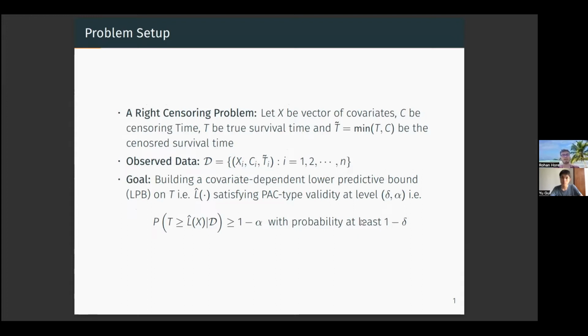And given a new test point X, we want to build a covariate-dependent lower predictive bound, in short LPB, for T, which will satisfy PSE-type validity for some level delta, alpha. This is formally defined in the slides. Now we have X and T tilde, so we can use standard conformal prediction techniques to build a calibrated LPB for T tilde, but that will be very conservative.